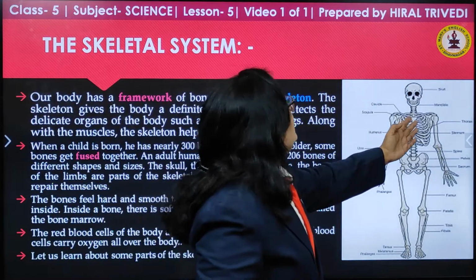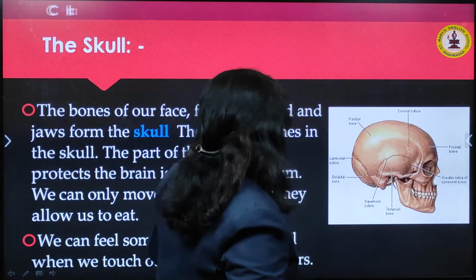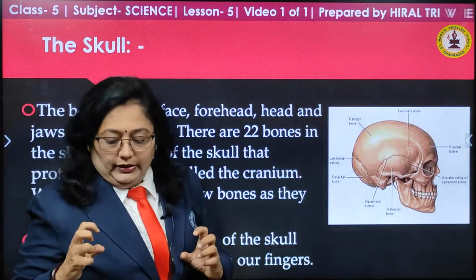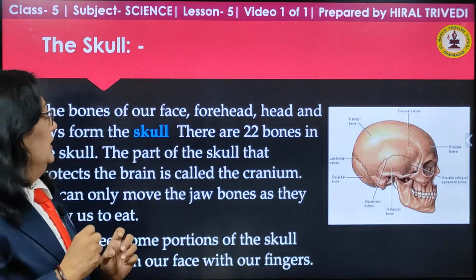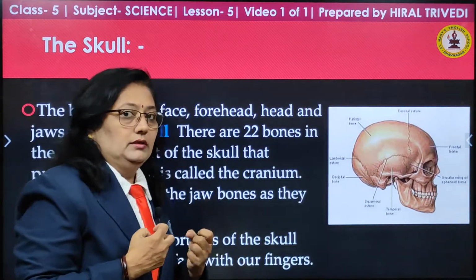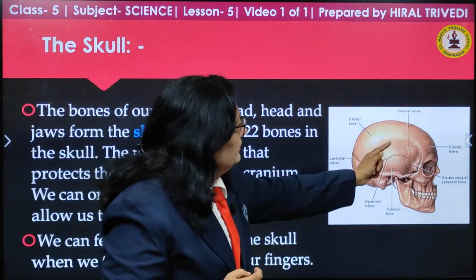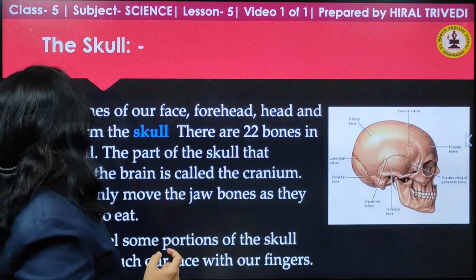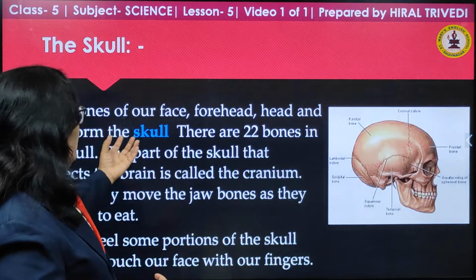So, you can see here the rib cage. Inside there are always two lungs. So, what happens in that? It protects and it is giving the formation. Now, if we go to the skull, we saw the structure. The skull you can see here. It protects the brain which is inside. So, the bones of our face, forehead, head and the jaws form the skull.